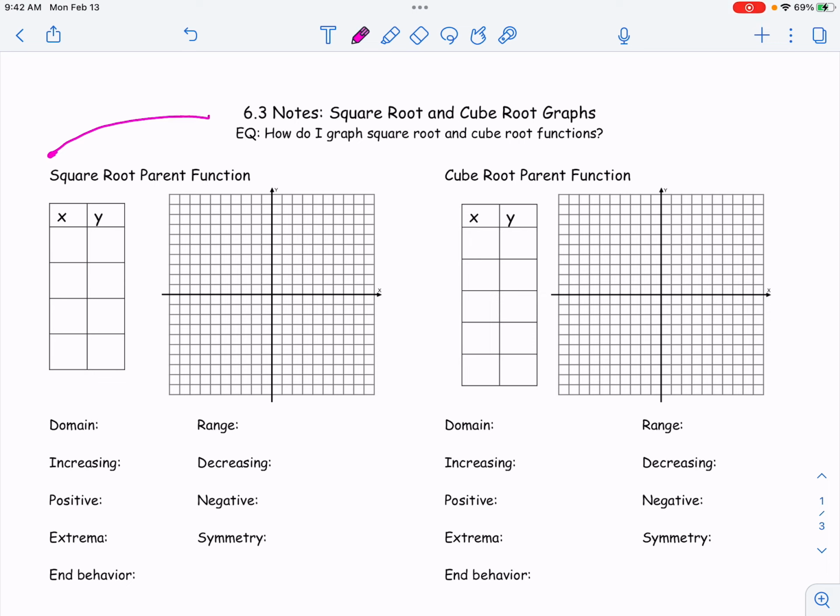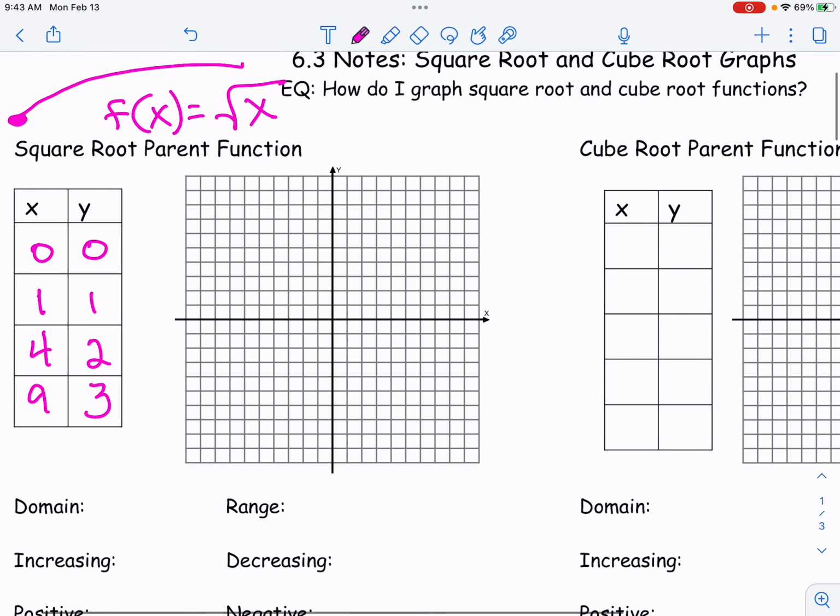So our parent function is going to have a vertex at 0. And the main reason is because the square root function has an x underneath the radical. Well, we know that it has to be positive. So your vertex starts at 0, 0, and then I'm just going to pick some easy numbers to take the square root of. 1, 2, and 3. I could have picked anything, but I didn't want any decimals. So my values would be 0, 0, 1, 1, 4, 2, and 9, 3. And then I get this curve like this.